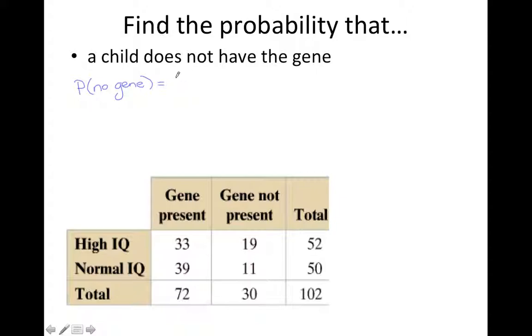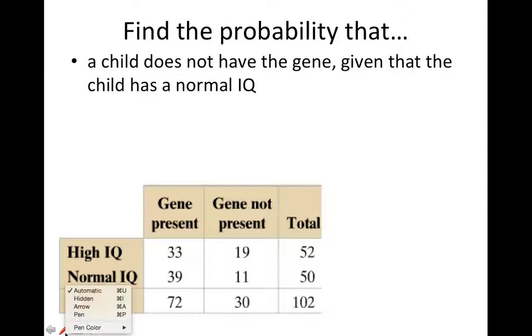So this is going to be those that do not have the gene divided by the total. So what I want to look at here are those that do not have the gene, this 30 out of the total 102. Now this does not take into account whether the child has a high IQ or a normal IQ. This is the total of everyone that does not have the gene and then over the total.